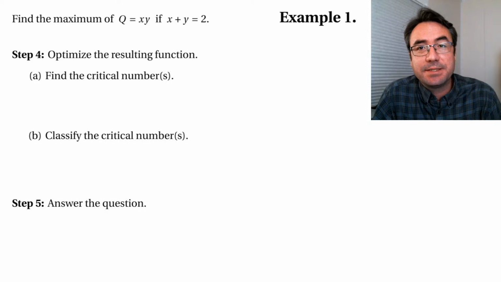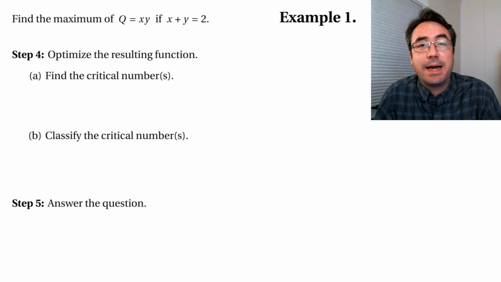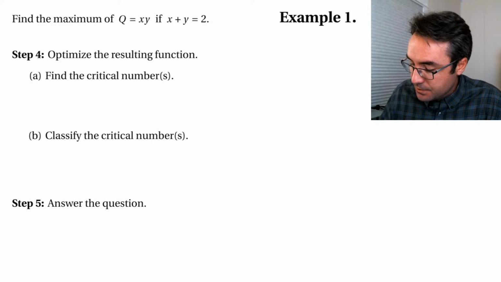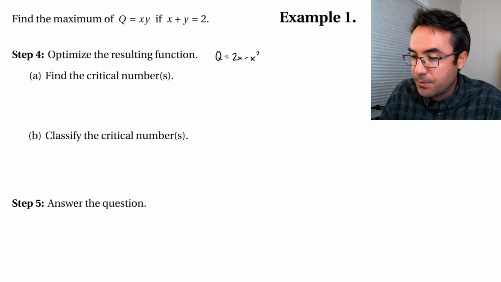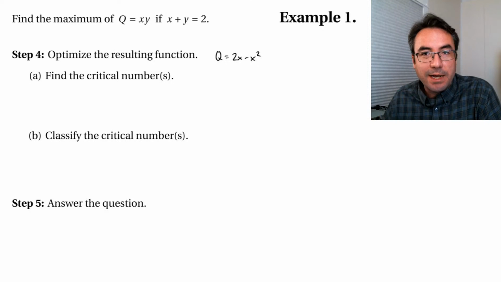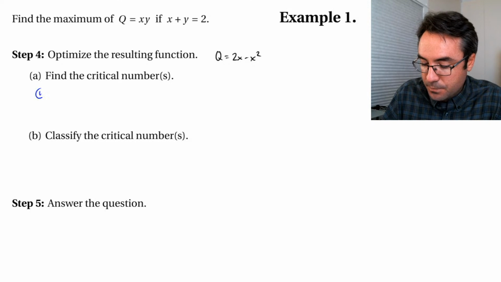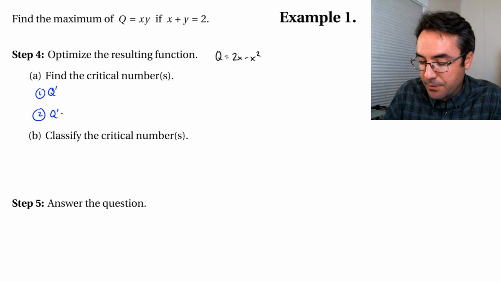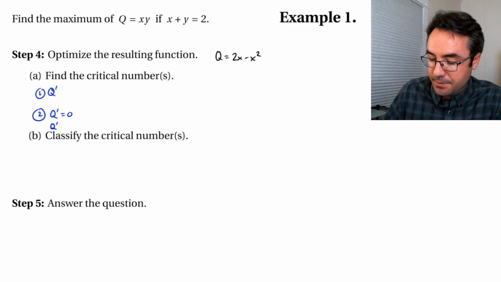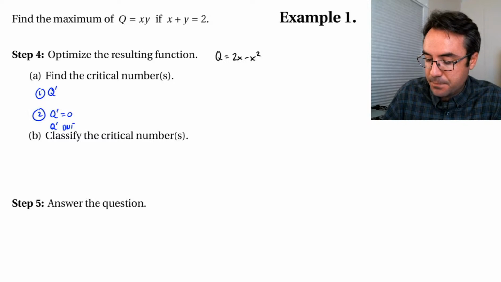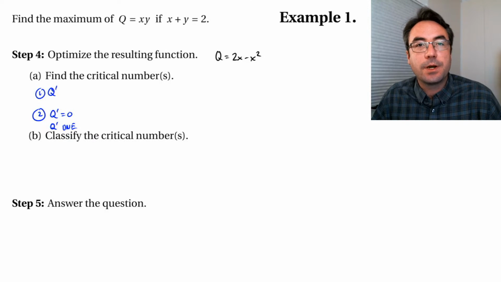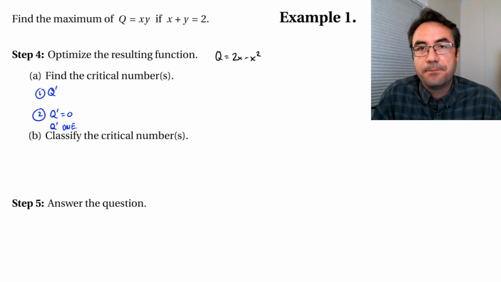So we're going to optimize in step 4. We're going to optimize that resulting function. What was it? It was q equal to 2x minus x squared. So what is our process? We've done a few examples like this. Step 1, we want the derivative. Step 2, we want to figure out where the derivative is equal to 0 and where the derivative is undefined. Standard critical number work.